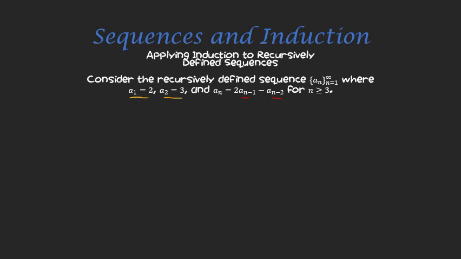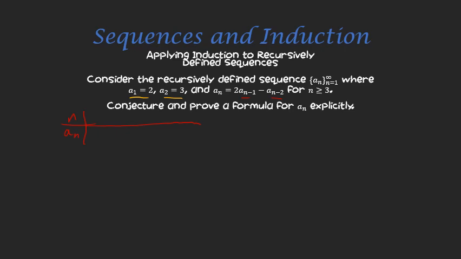So here our initial conditions are a_1 is 2, a_2 is 3, and then we know that to get the next terms, a_n is twice the previous term minus 2 terms ago. So 2a_{n-1} minus a_{n-2}. So let's do what we did before. Let's conjecture and prove a formula for a_n explicitly. So let's see here. Let's make a table again. n and a sub n.